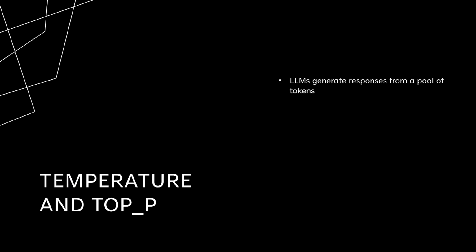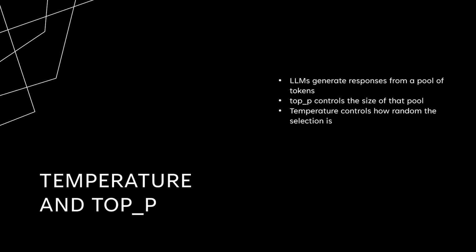For every prompt, an LLM generates a response from a pool of potential tokens. The top P parameter controls the size of that pool. A higher top P value includes more tokens, while a lower top P value includes fewer. The temperature parameter then controls how randomly the LLM selects the tokens from the pool.